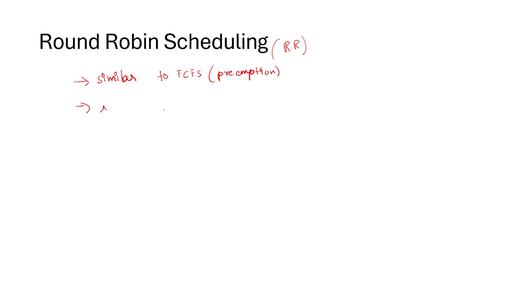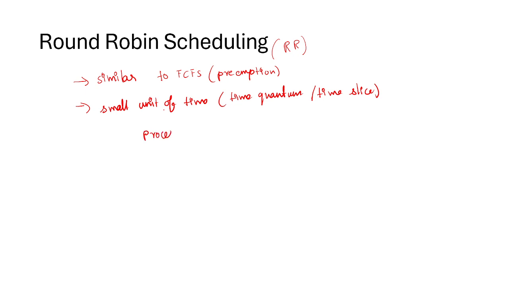So here we have a small unit of time called the time quantum, which is also called the time slice. Normally it will be 10 to 100 milliseconds in length, in a normal real time system. Now let's see a problem in round robin scheduling.